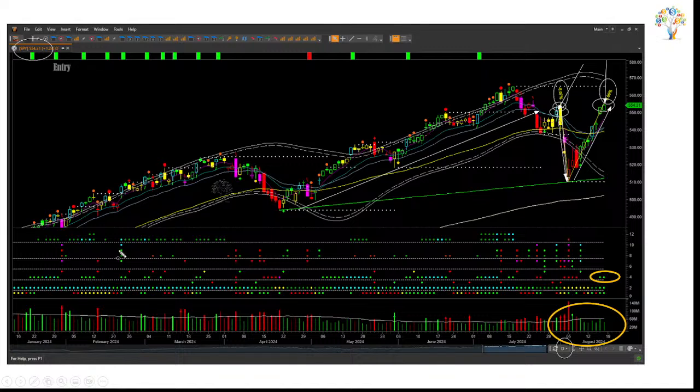You may notice that during the recovery, I marked that out already, the volume was lower. During the decline, volume was higher. That low volume notwithstanding, it is still a V-shaped recovery.